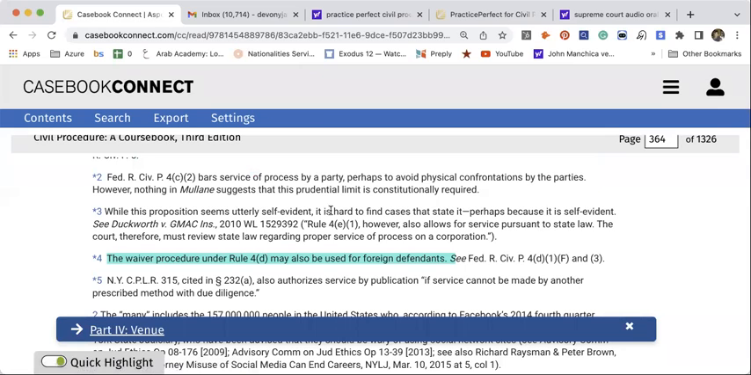New York CPLR 315, cited in 232A, also authorizes service by publication if service cannot be made by another prescribed method with due diligence.